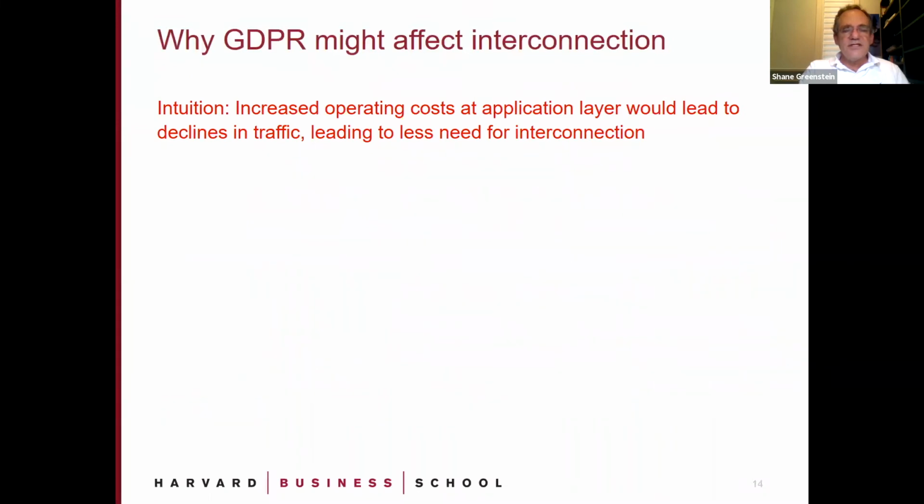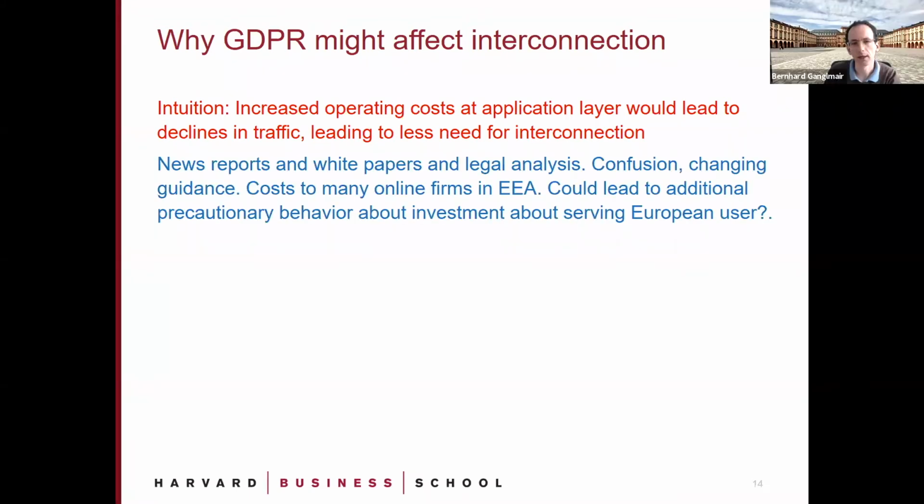So our intuition before we started was that the increased operational costs at the application layer would lead to a decline in the traffic, or at least a decline in the growth of traffic, leading to less interconnection. Shane, can I interrupt briefly?